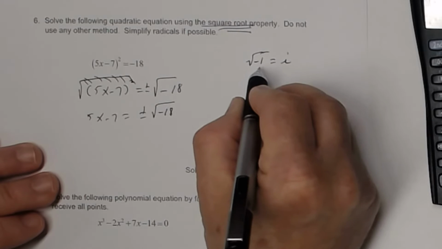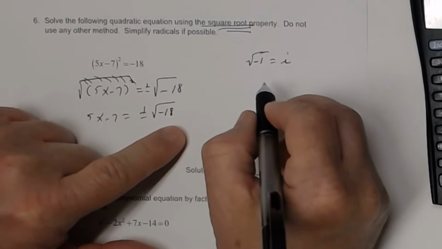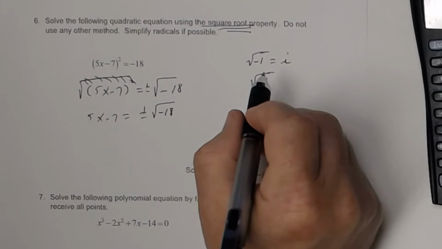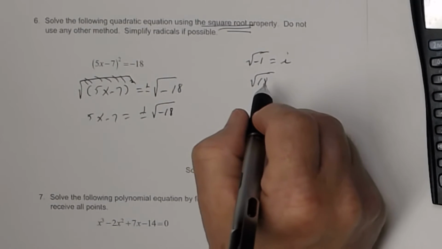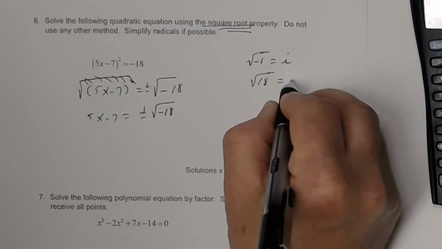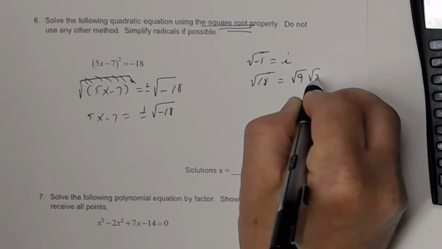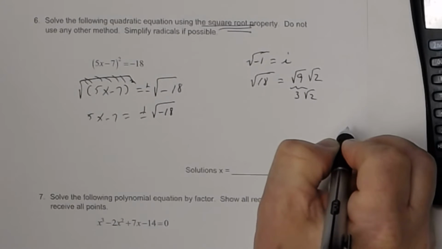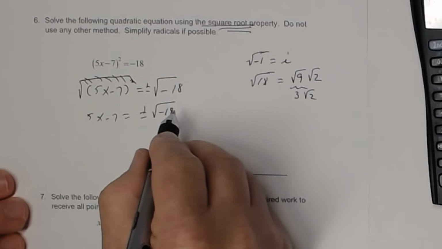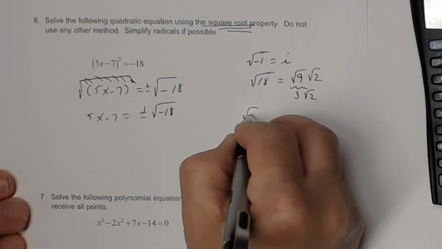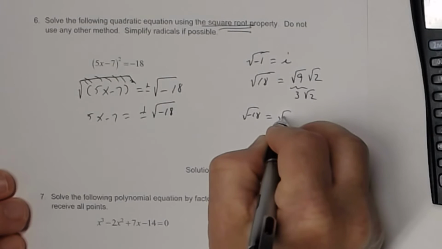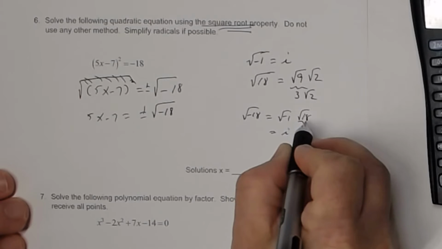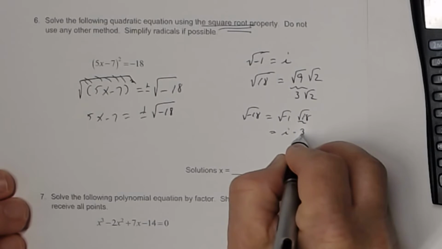All right, so the square root of a negative 1 is i, and then let's talk about the square root of 18. The square root of 18 can be simplified because the largest perfect square that goes in 18 is 9. So I can write this as the square root of 9 times the square root of 2, and the square root of 9 is 3. So I get 3 square root of 2. All right, and then the square root of a negative 18 becomes the square root of a negative 1 times the square root of 18, which is i, and the square root of 18 I just found to be 3 square root of 2.